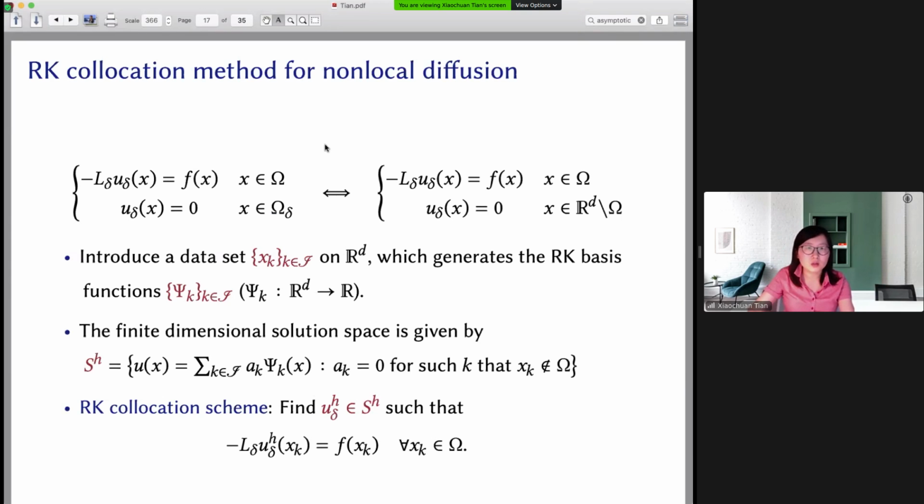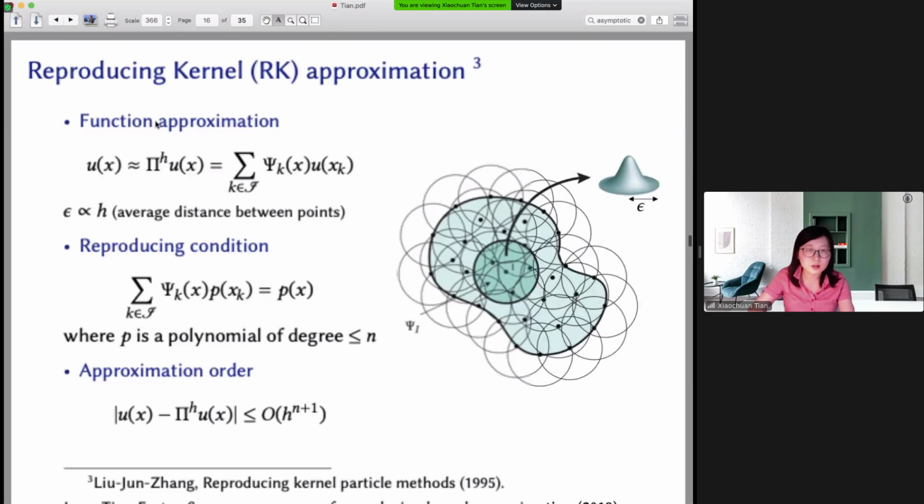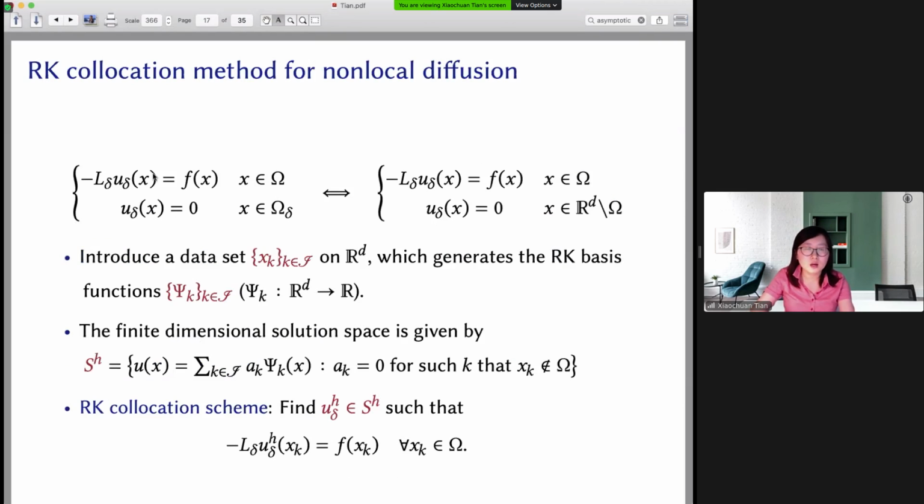So what is a collocation method? If you have this RK approximation, then we look at this non-local equation. Let's first take non-local diffusion, with a zero Dirichlet boundary condition on omega delta, which is the delta layer around omega. This is the same as writing u delta equal to 0 everywhere outside omega. So sometimes I'll just write u defined on the whole space, because those two things are the same. You can also use a non-homogeneous Dirichlet condition.